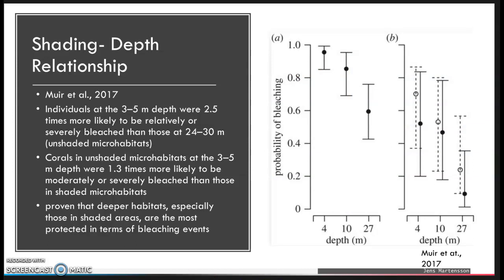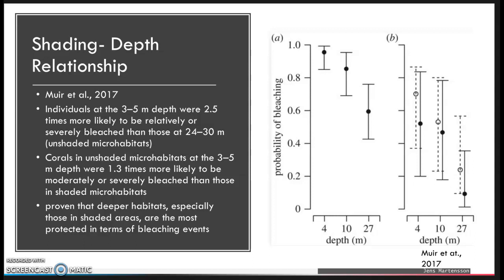All right, to further go into this, the shading-depth relationship. In another study I looked at the relationship between depth and shading. Individuals at a much shallower depth were 2.5 times more likely to be moderately or severely bleached than those at much greater depths in unshaded microhabitats. And corals in unshaded microhabitats at shallower depths were 1.3 times more likely to be moderately or severely bleached than those in shaded microhabitats.